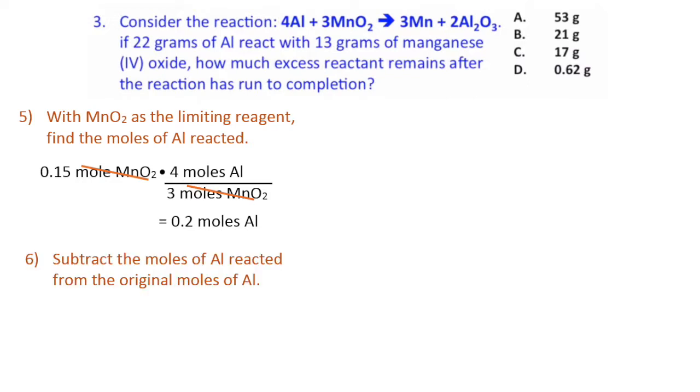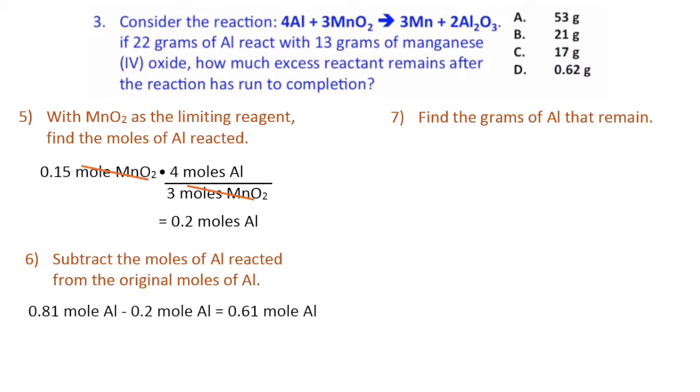The question is asking how much of the excess reactant remains, so how much aluminum remains. So we subtract the moles of aluminum reacted from the original moles of aluminum. So it's 0.81 moles of aluminum, which we calculated from step 1, and you subtract 0.2 moles of aluminum from that, and we should get 0.61 moles of aluminum.